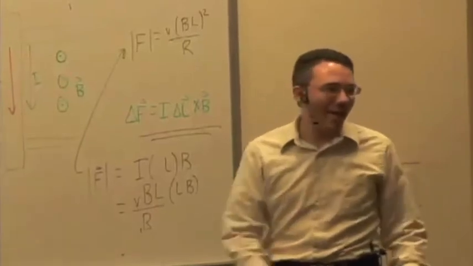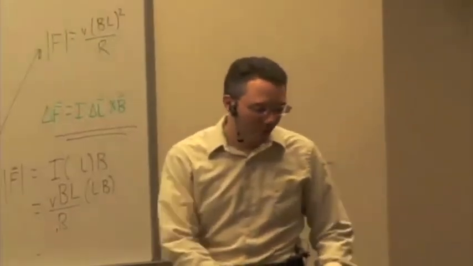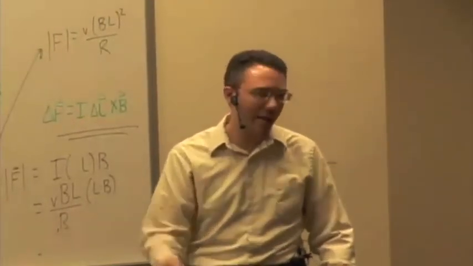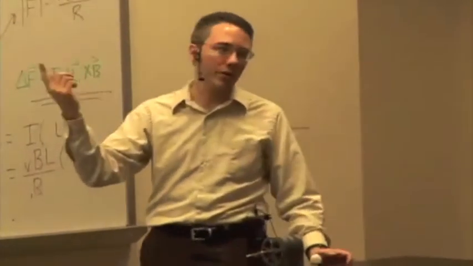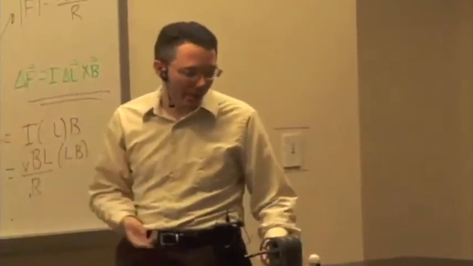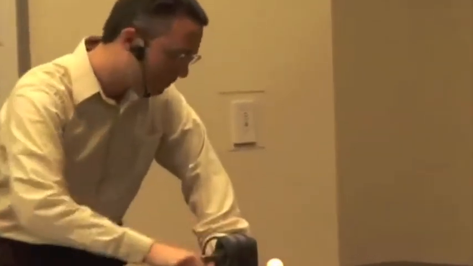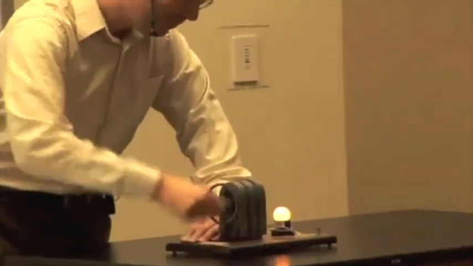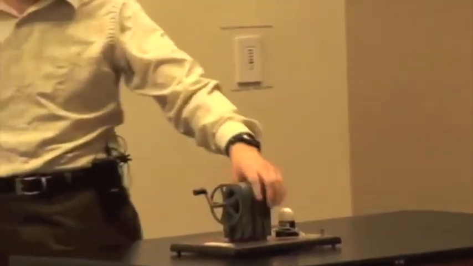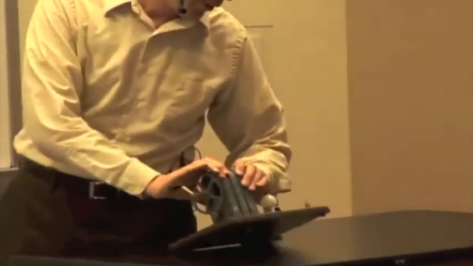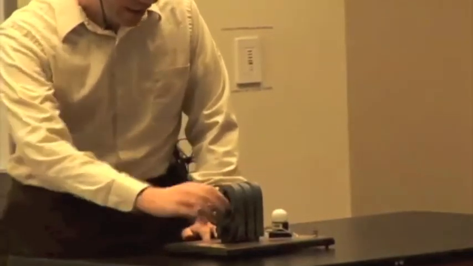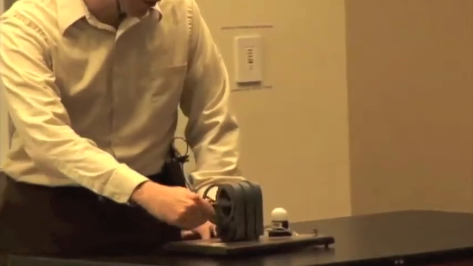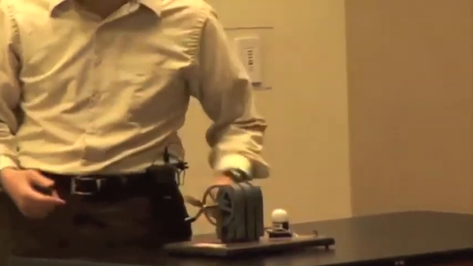So rather than have a bar running on two rails, instead you can make a coil spin inside a magnetic field. And so you can do this instead. Okay, so we have here a few horseshoe magnets creating a magnetic field, and then what I'm cranking is a coil of wire. There's just lots and lots of turns of wire here. It's essentially the same thing.